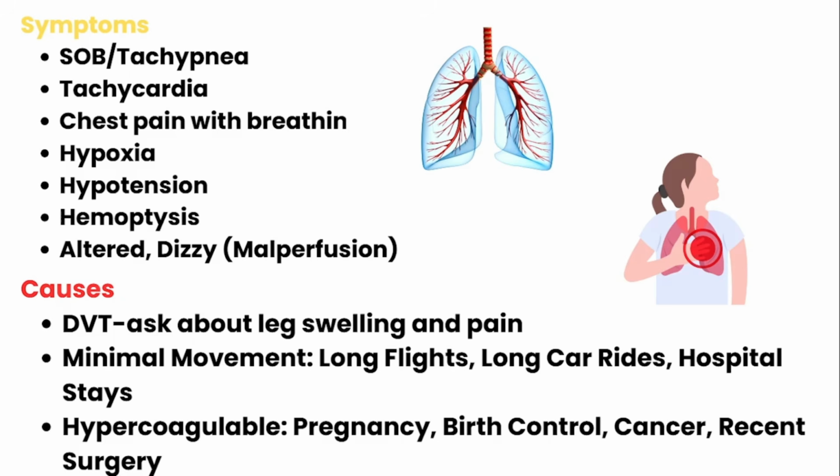Because if the patient just had a long flight or a long car ride and one of the lower extremities got super swollen and painful, and then all of a sudden they became short of breath, then it's likely a DVT is present. And now they may also have a PE as well. Also, keep in mind hypercoagulable conditions like pregnancy, being on birth control, cancer, and or having a recent surgery.